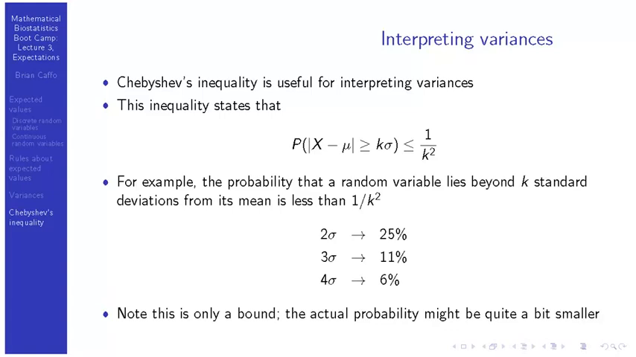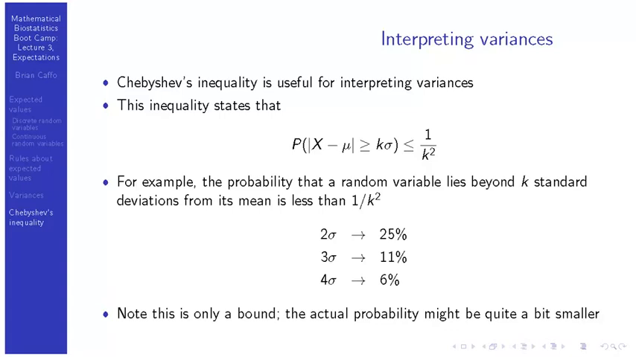The probability that a random variable is more than 2 standard deviations from its mean is 25% or less. The probability that a random variable is 3 standard deviations from its mean is 11% or less. And the probability that a random variable is 4 standard deviations from its mean is 6% or less. And again, note that this is a bound on the probability statement. It's not an equality. So it's the worst that it could possibly be. For lots of distributions, the probability of being 4 standard deviations or more beyond the mean is far lower than 6%, but 6% is the worst it can be.